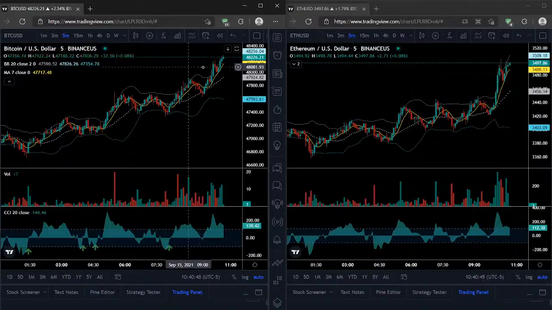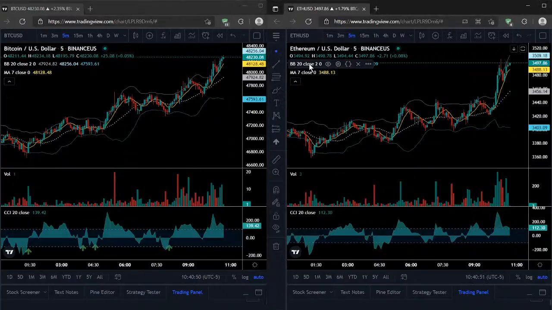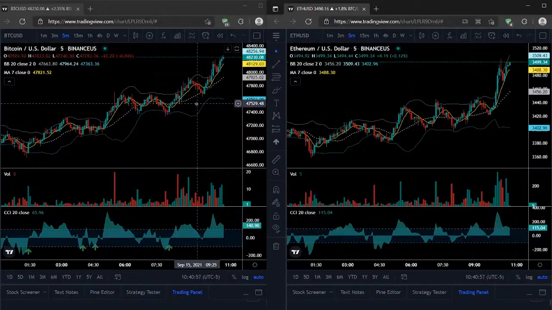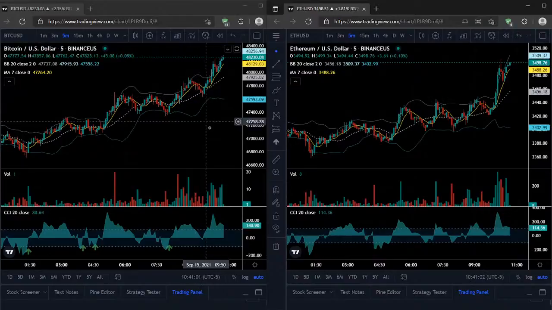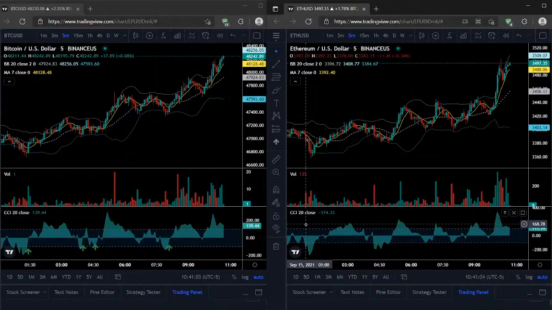Since they're both set at the 20 period. Bollinger Band 20, CCI 20. Zero line CCI equals middle Bollinger Band 20 moving average. Okay, so let's go ahead and mark a couple here on ETH.